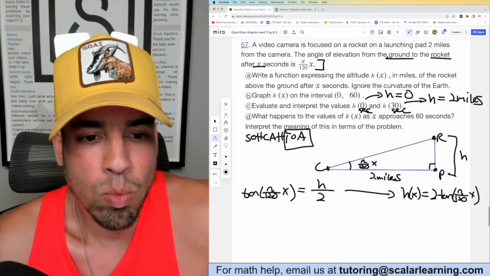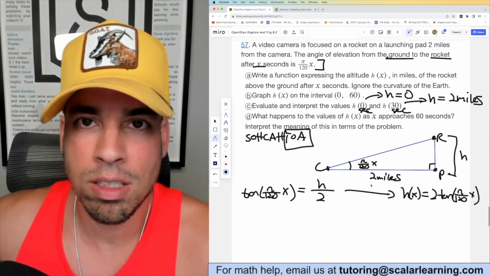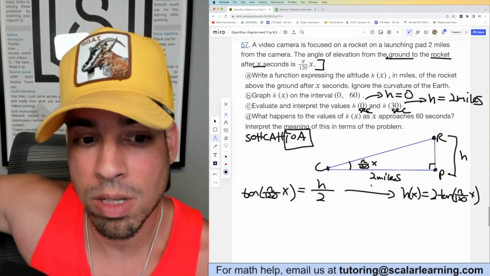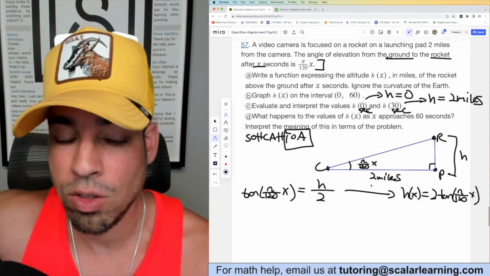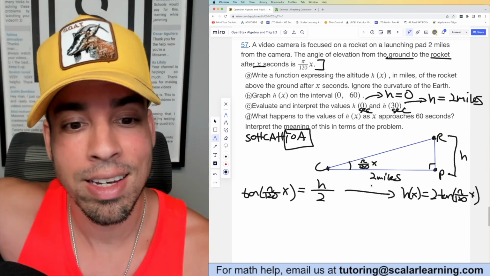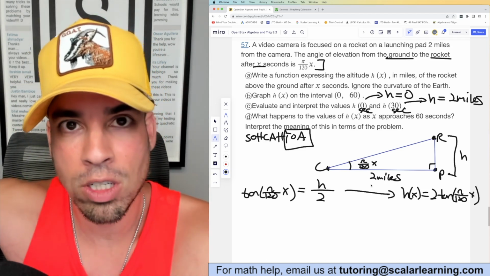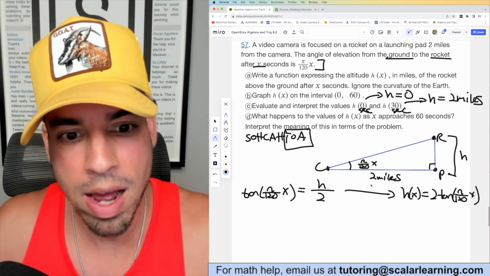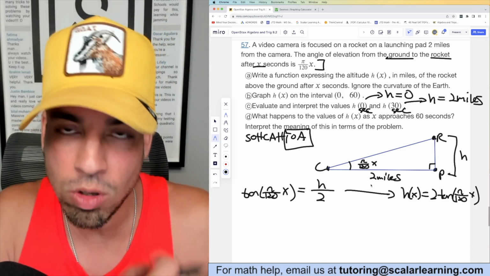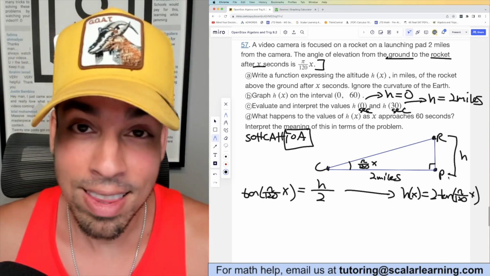So, what could this mean? This could mean a number of things. This means that, hey, something weird is happening at 60 seconds. One possible explanation is that maybe the camera can no longer track it after 60 seconds. So this function doesn't accurately model what happens exactly at 60 seconds, but it sure looks like it's going really, really high. So anyways, that's how you do it.